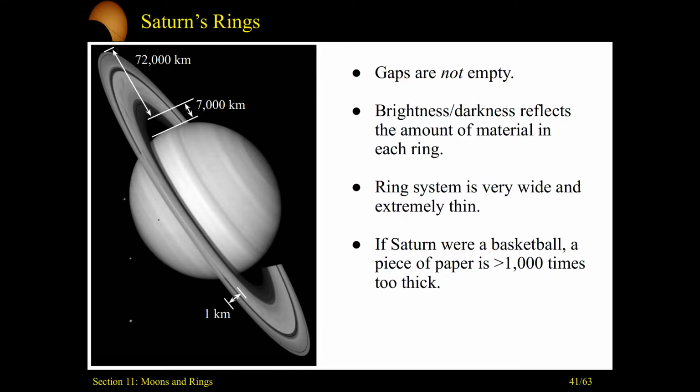Wrap this up. These gaps, while they appear empty, are absolutely not. There's definitely still material floating around there. And the brightness, how bright or how dark the rings are, is indicative of what material is there. You're going to find darker, maybe some organic materials, versus ices out here.